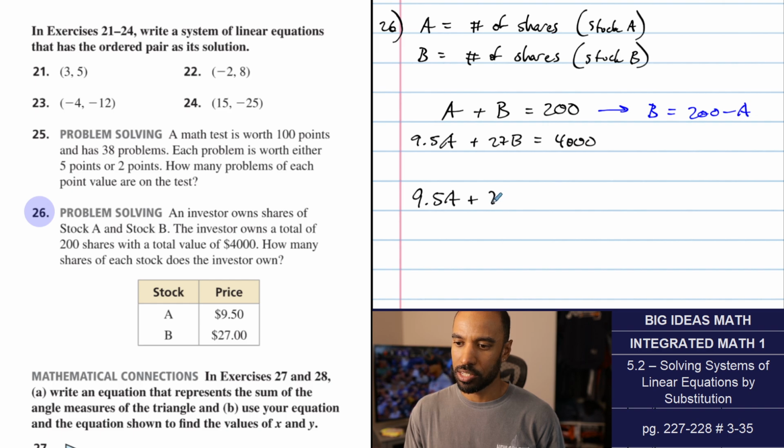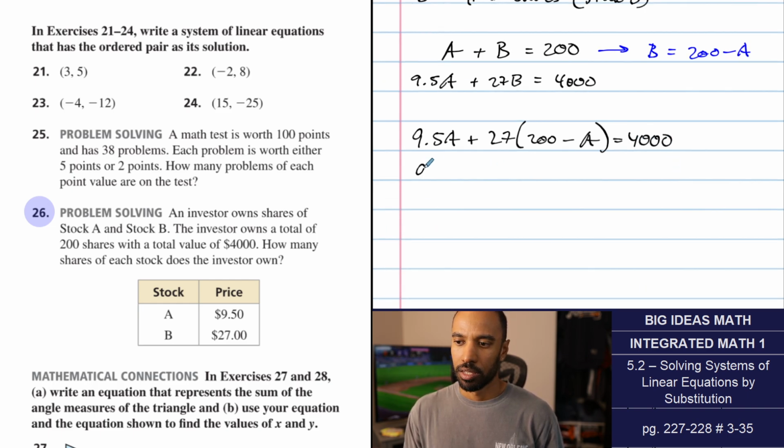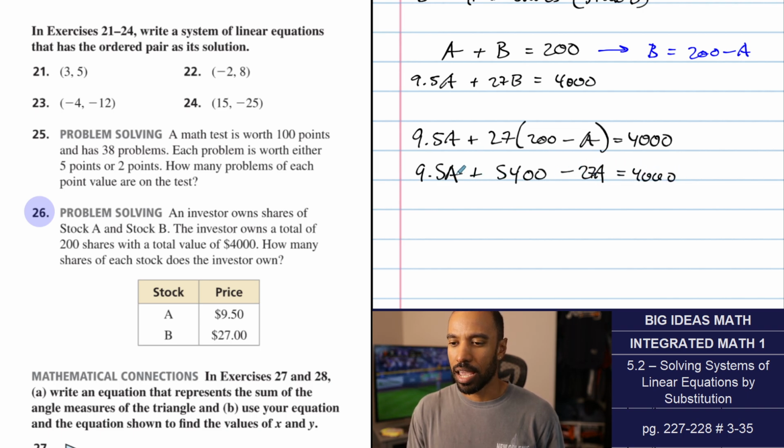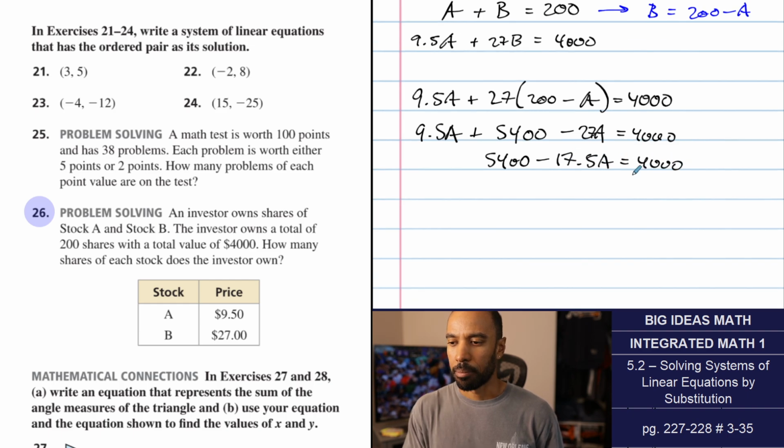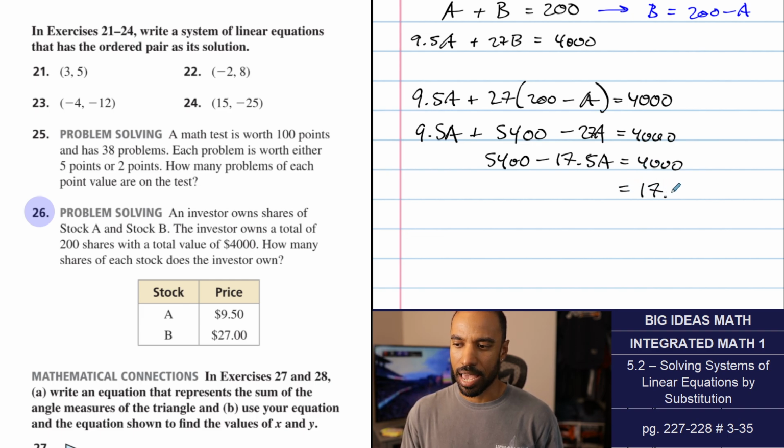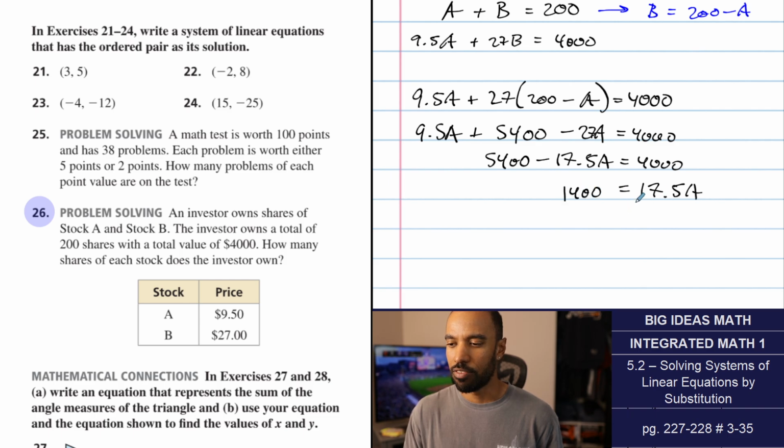So 9.5A plus 27 times this B equals 4,000. That's 54 with a couple zeros, minus 27A. All right. 9.5 minus 27 is negative 17.5. I'm going to add 17.5A to both sides, subtract 4,000 from both sides, and divide both sides by 17.5.